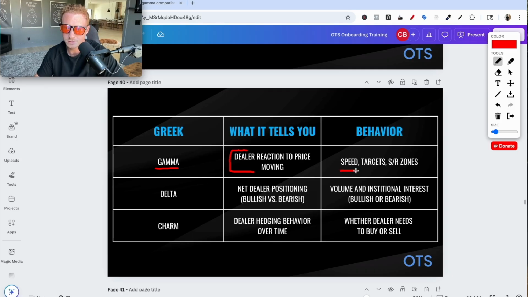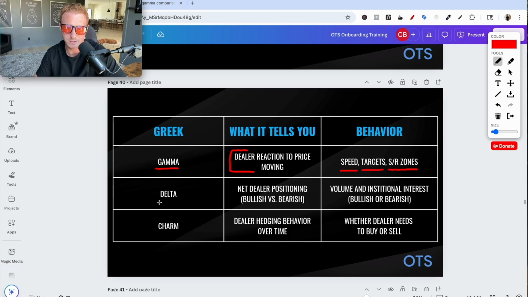You can also use gamma as targets for your position, and you can also use it as support and resistance zones. If we have a big gamma bar, that's going to act like a magnet. Price is going to pull up there. Now, again, we have to look at everything. We can't just look at one thing. I mean, you could, but it's going to be better to look at everything to confirm that.